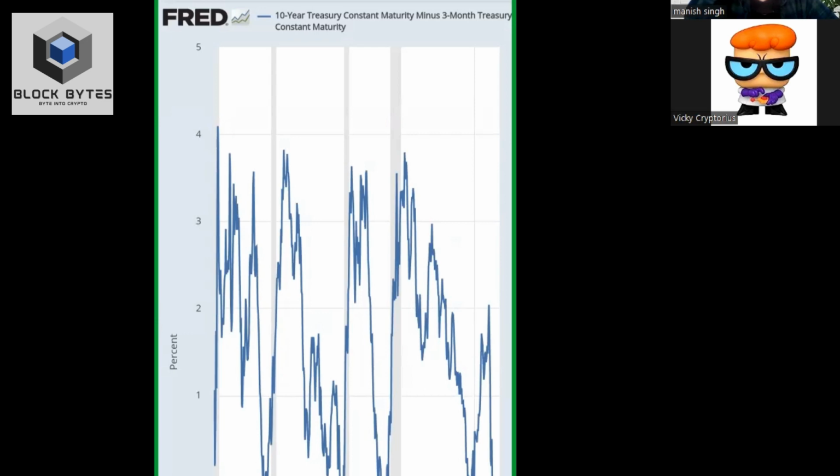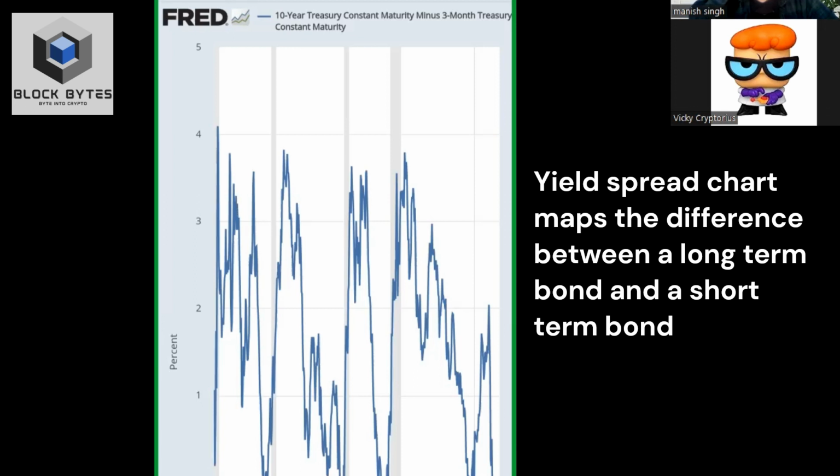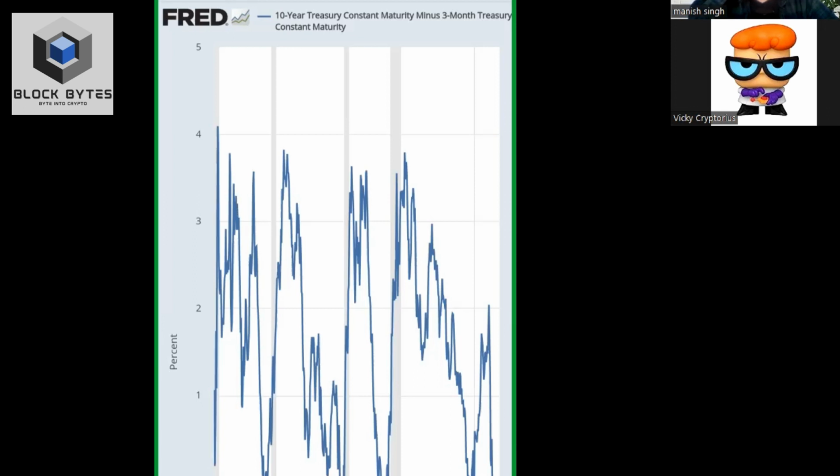So it says 10-year minus 3-month treasury. It's basically the yield spread. By yield spread, it subtracts the shorter duration interest rate from the longer duration interest rate. That is the 10-year treasury constant maturity rate. For example, the yield on a 10-year bond is, say, 5%. On the 3-month bond, say it is 3%. So 5 minus 3 is 2, so it will normally be above 0.